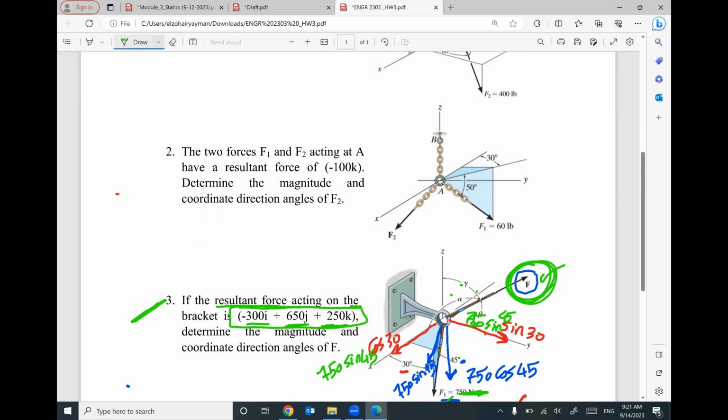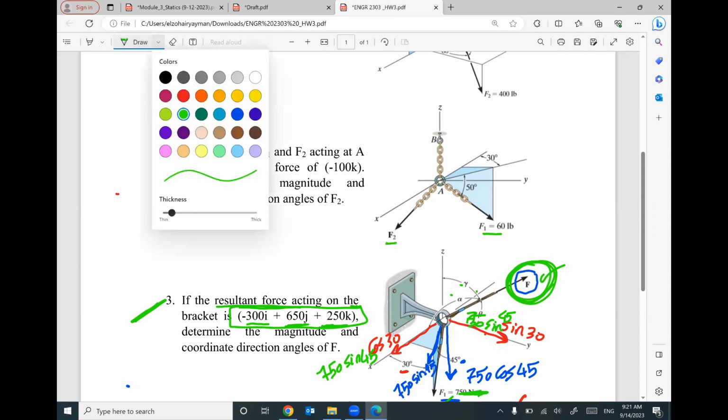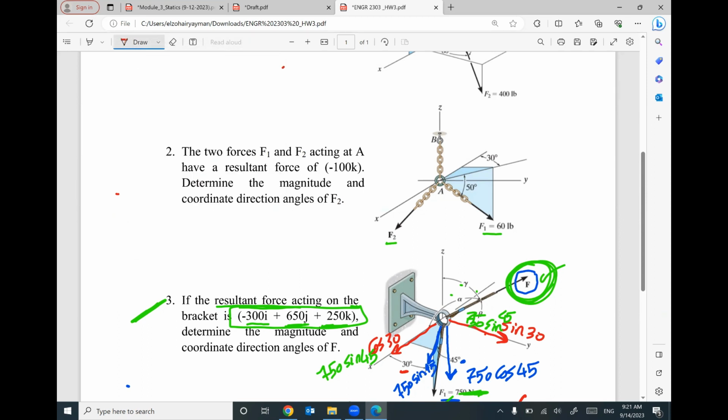We are given two forces, F1 and F2. F1 is the easiest one because F1 is given by a projection line. This is your projection line. So I will break this force between the projection line and your Z. The angle between the two red lines is 50, so this one will be 60 cosine 50, the force times cosine of the angle, and the Z will be 60 sine 50.